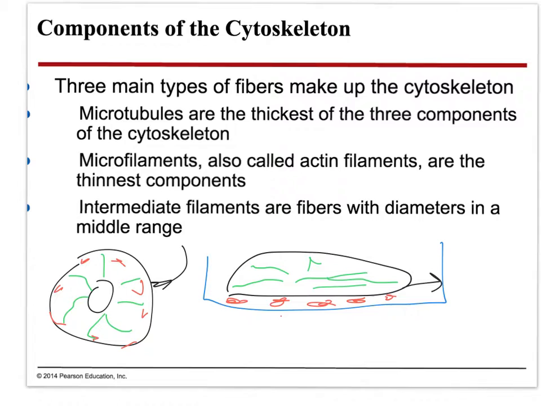Three parts: we have microtubules, microfilaments, and intermediate filaments. Microtubules are the largest, thickest cytoskeletal element. Even though it says micro, it is the biggest. The next are intermediate filaments, kind of in between. Then you have your microfilaments, also called actin filaments, and they are the smallest. In order of size, smallest to biggest: microfilaments, intermediate filaments, and microtubules. That can be confusing because micro does not mean, in this case, the smallest.